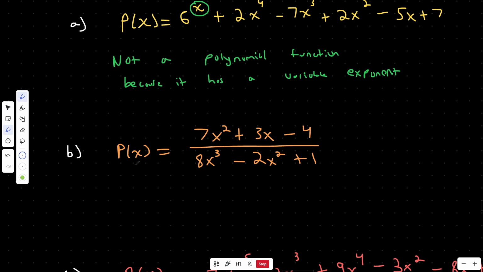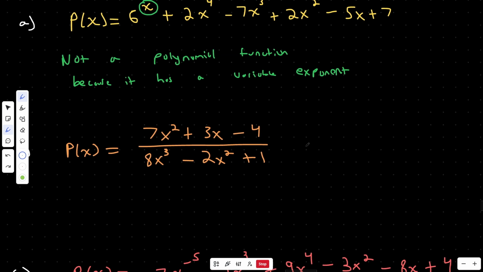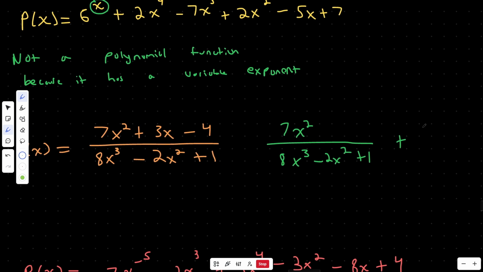We're given the function 7x squared plus 3x minus 4 all over this right here. So what I immediately see is I can rule out that this is a polynomial function. And the reason for that is basically we're dividing the numerator by the variables on the bottom. Like we're dividing by 8x cubed minus 2x squared plus 1. What this looks like is if we have 7x squared all over 8x cubed minus 2x squared plus 1, and then we're also going to have 3x divided by the same thing over there.